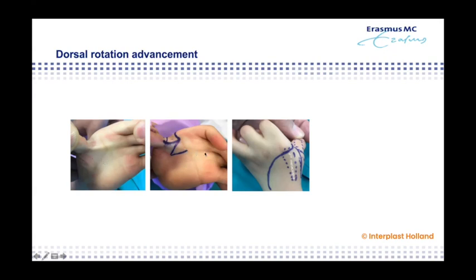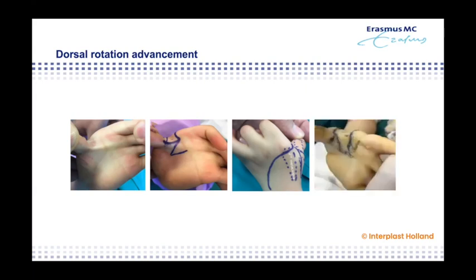So by releasing this whole flap, you can rotate it to the first web and put it in here. And when you raise this part, please take care of all the veins. You really have to keep them. So you lift it and you dissect it and leave the veins intact. Otherwise, you will have a dead rotation advancement flap. And this is after the operation with a much wider web.